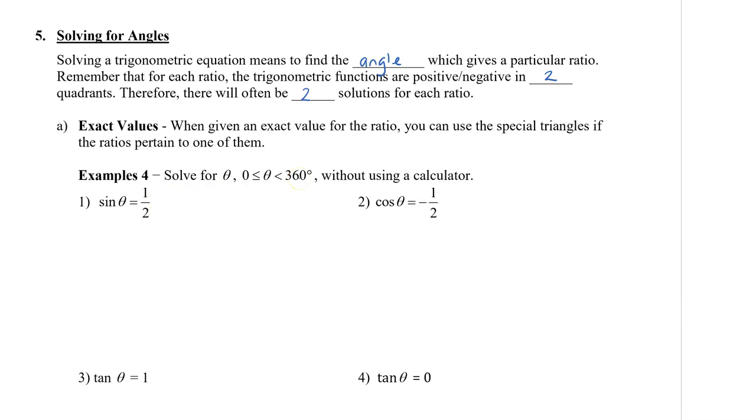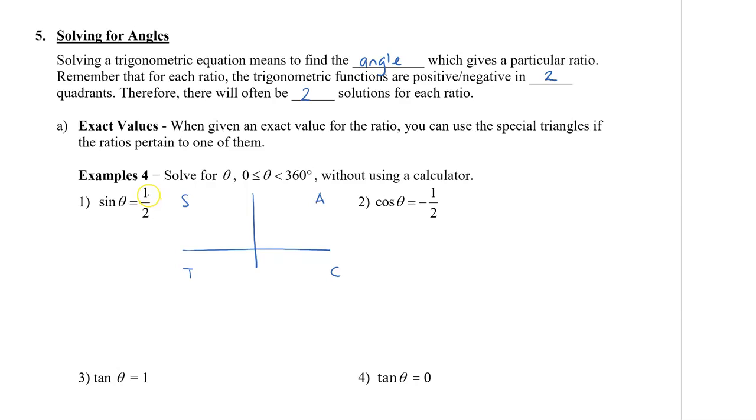So let's take a look at this first example. So we have sine theta is equal to a half. And if I recall correctly, there is a triangle that involves 1 over 2 for sine theta. Now, I can see that the half is positive, and I know that sine is positive in the first quadrant and the second quadrant, because remember that all students take calculus, and so in the first quadrant, all of the trig ratios are positive, and in the second quadrant, sine is positive.